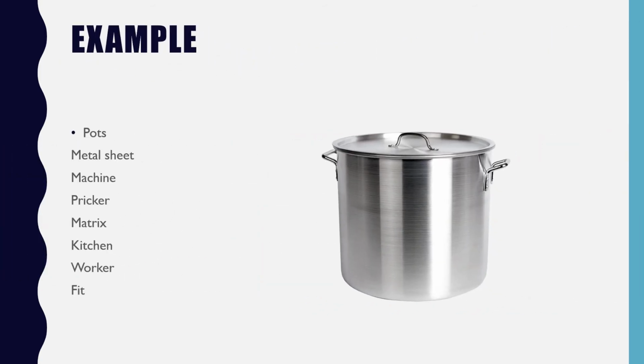As an example, pots are produced by this process. The metal sheet with the coolant is placed in a piece, then the briquette generates the pressure and the shape is obtained. Most kitchen sinks are produced by this process. The metal sheet, machine, briquette, matrix, kitchen, and sink are some words that you can remember of this process.